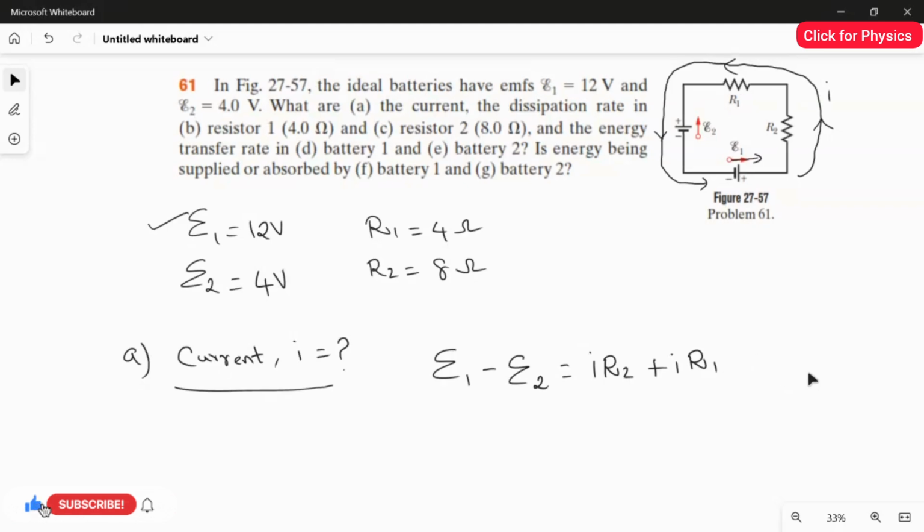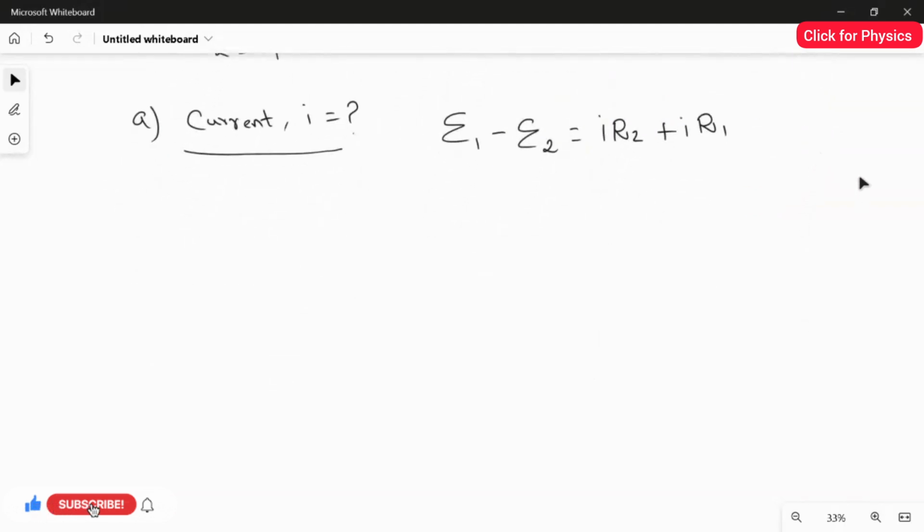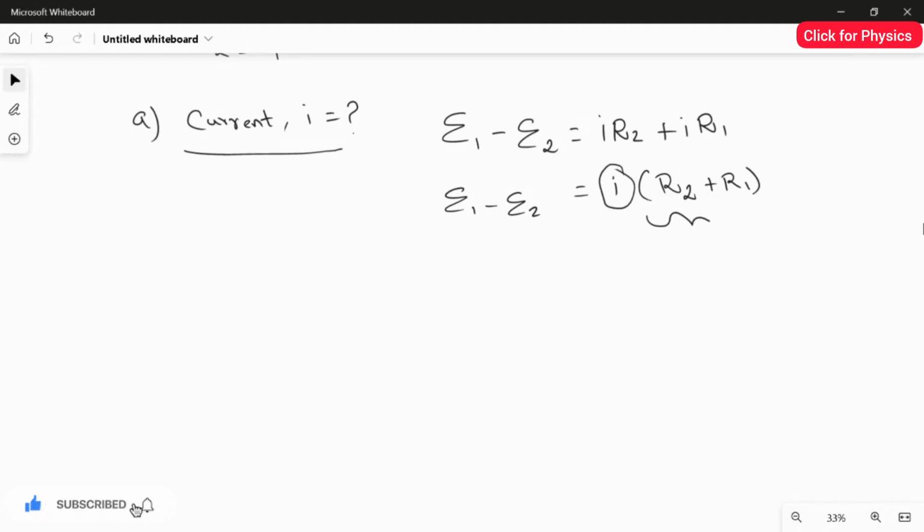So now by using this, we are going to find the value of the current. So here current is the common term in the right hand side of the equation. Let's take current as common. So inside the bracket we have R2 plus R1, and in the left hand side we have EMF1 minus EMF2. As we are going to find the value of this I, so I can just move this R2 plus R1 to the left hand side of the equation.